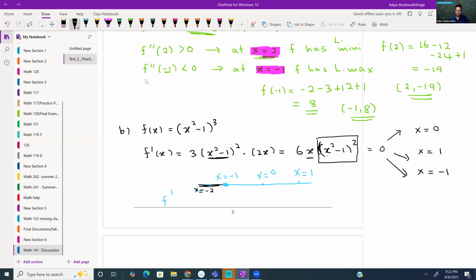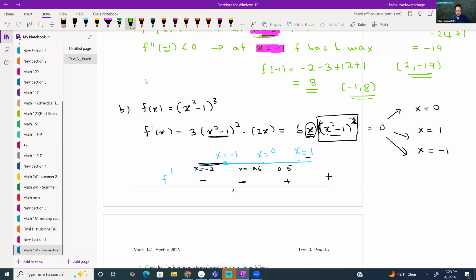As long as you are not plugging 1 or minus 1 here. But if you plug something less than negative 1, like negative 2, this is still positive because of the power 2. And this gives me negative, so it's negative. In between minus 1 and 0, like negative 0.5, it's still negative because this is the only contribution. And if you plug something like 0.5, it's positive, greater than 1, of course, positive. So there's no sign change at minus 1. So x equal minus 1 is really an inflection.